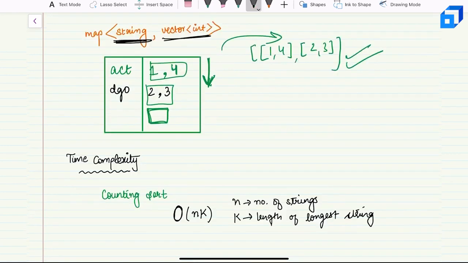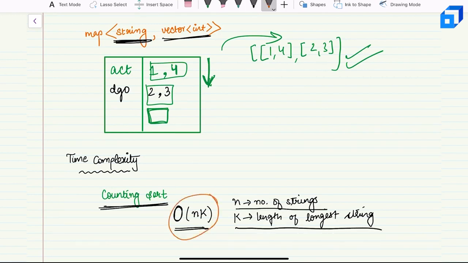Right. So now for the time complexity, let's look at how we are going to sort the strings. So for sorting the string, basically we can perform counting sort. We are able to perform counting sort because here the range of characters is fixed, right, which is 26. So we have 26 characters and therefore the complexity is going to be order of n into k, where n is the number of strings and k represents the length of the longest string. So the time complexity turns out to be order of n into k.